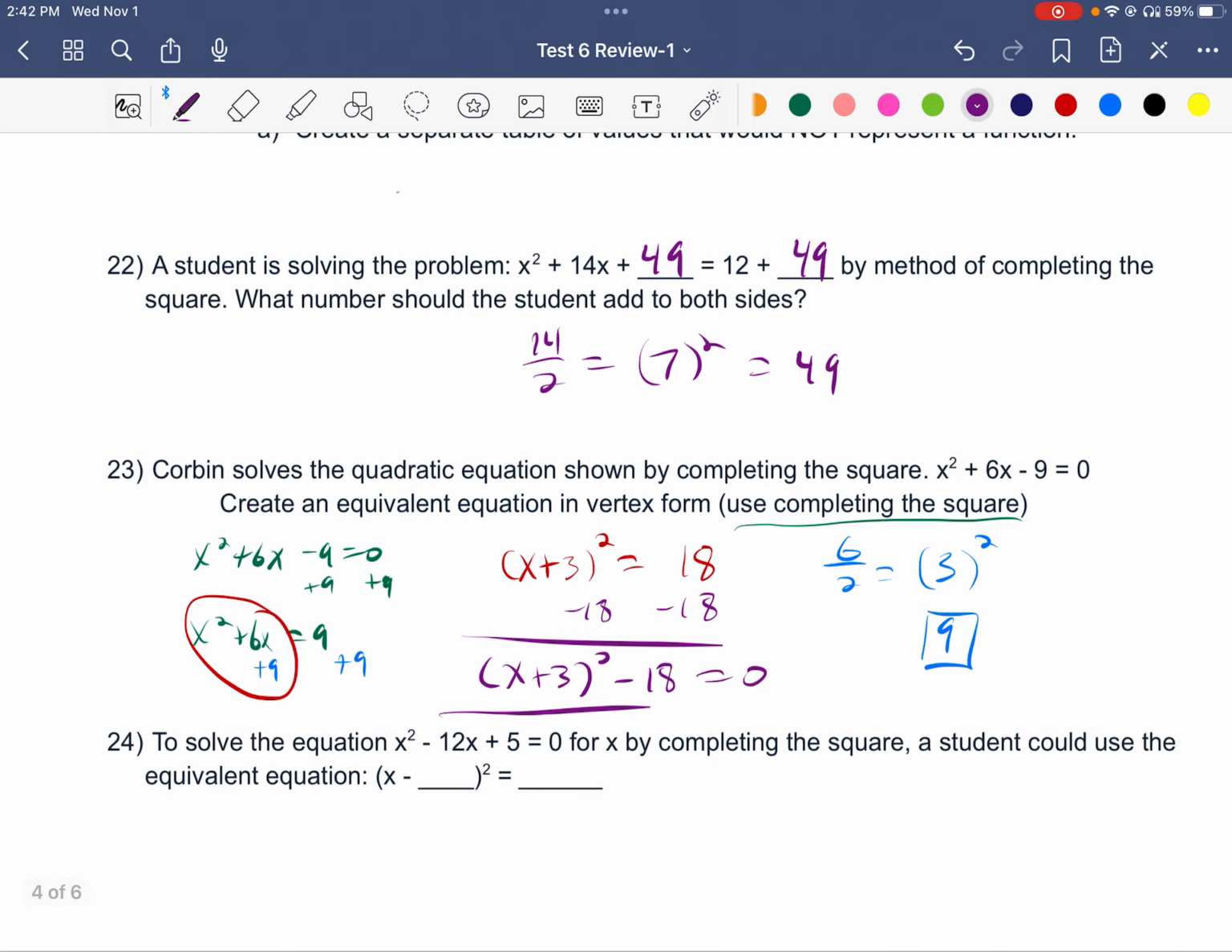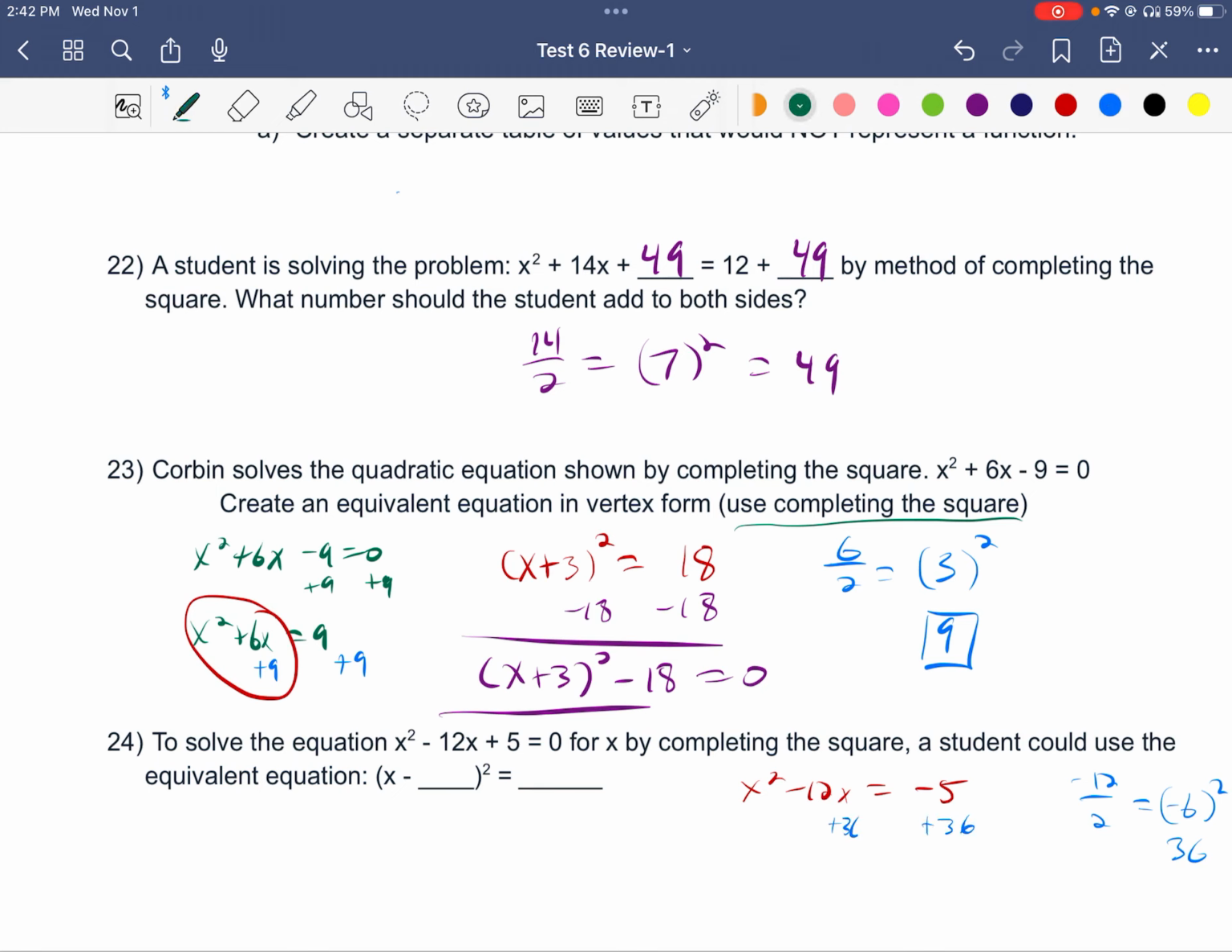To solve that equation for x by completing the square, a student could use the equivalent equation blank. Okay, again, still focusing on completing the square. Let's write our steps out. I'm going to go ahead and move that 5 over since I just did an example up above. So I'm just doing -5 here. So that's my first step. Second step, I'm going to take that b value, that -12, cut it in half, and get -6, square it and get 36. So I got to add 36 to here and 36 to here.